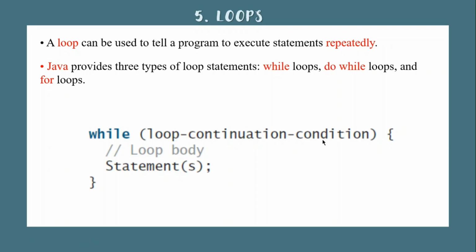In chapter 5, we will learn about loops, how we can use them in Java, what their types are, and what their syntax is in Java. So first we need to know what a loop is. A loop is a way to tell the program that I want to repeat a specific statement. In Java, we have three types of loops. We have the while loop, and we have the for loop. We will start with the while loop. As you can see, here we have the keyword while, and inside these brackets we have the loop continuation condition.